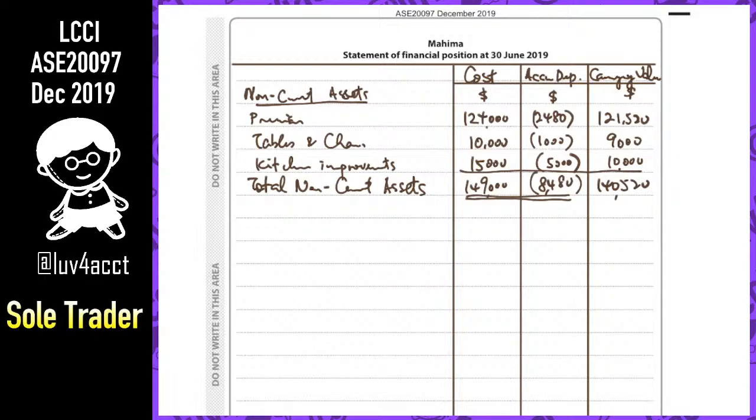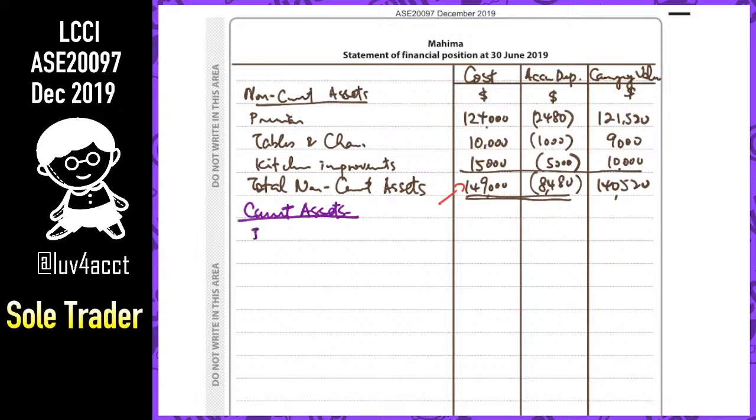140,520. Okay, and you can see this is equal to the total capital expenditure that you have. Okay, so next part will be your current assets.